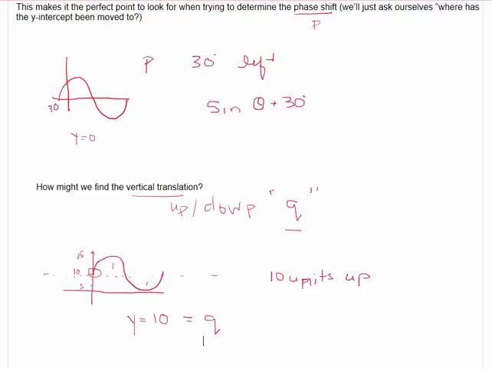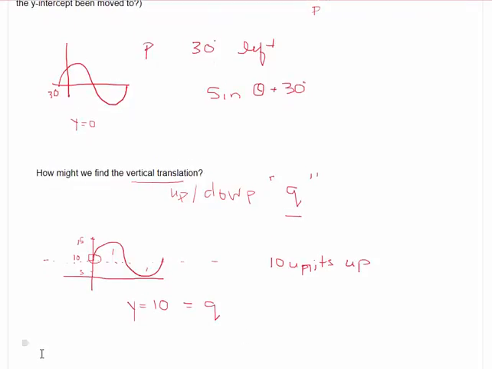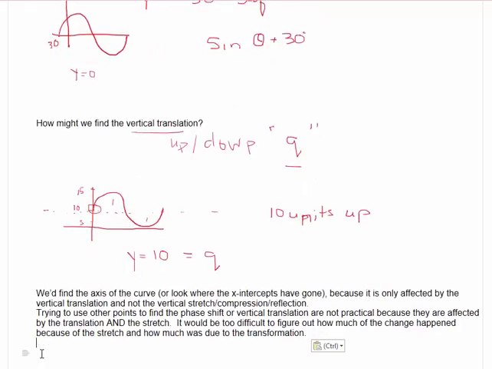So I'm just going to add in a little bit of words here for your notes. We'd find the axis of the curve as the first thing we do if we need to look for Q, or look where the x-intercepts have gone, because it is only affected by the vertical translation and not the vertical stretch or compression at all.